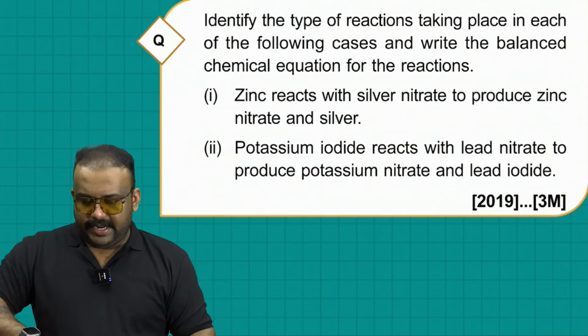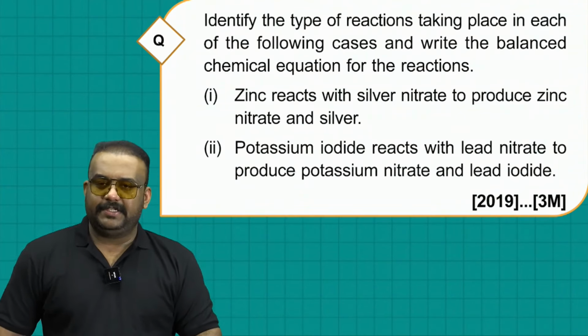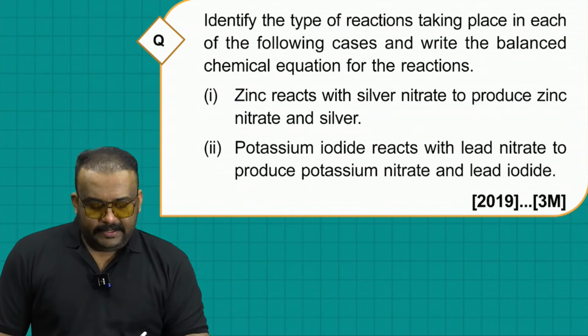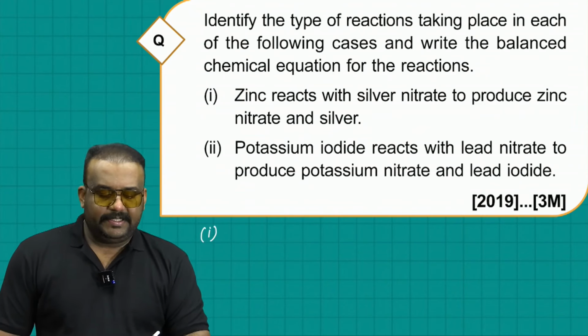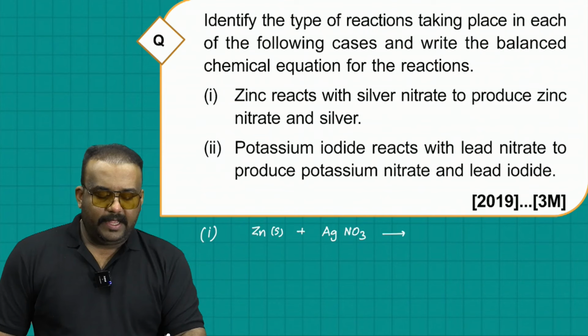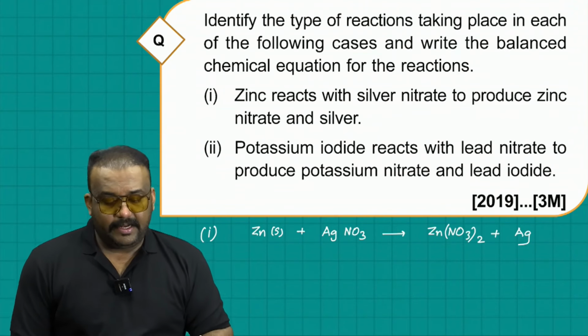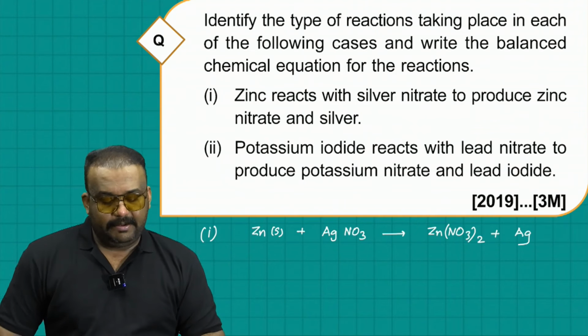Identify the type of reaction taking place in each of the following cases and write the balanced chemical equation for the reaction. Okay, so first thing, zinc reacts with silver nitrate to produce zinc nitrate and silver. So zinc reacts with silver nitrate, AgNO3. It will give definitely zinc nitrate and Ag. This is an example for a single displacement reaction, correct? It is an example for a single displacement reaction.